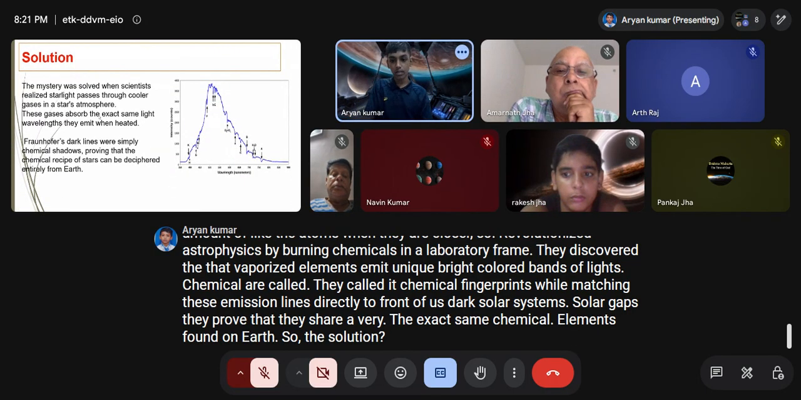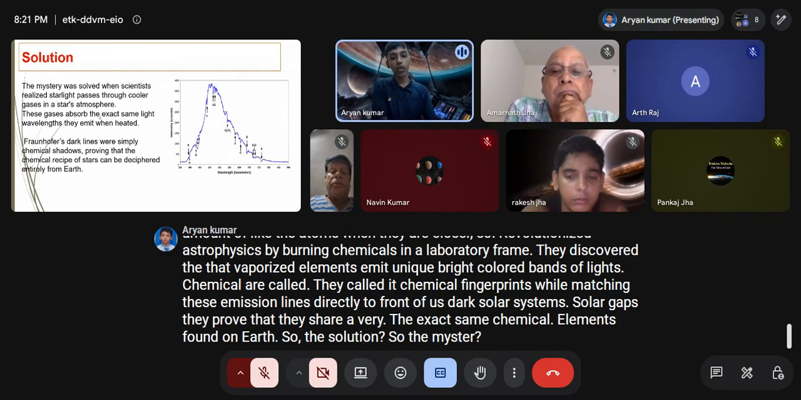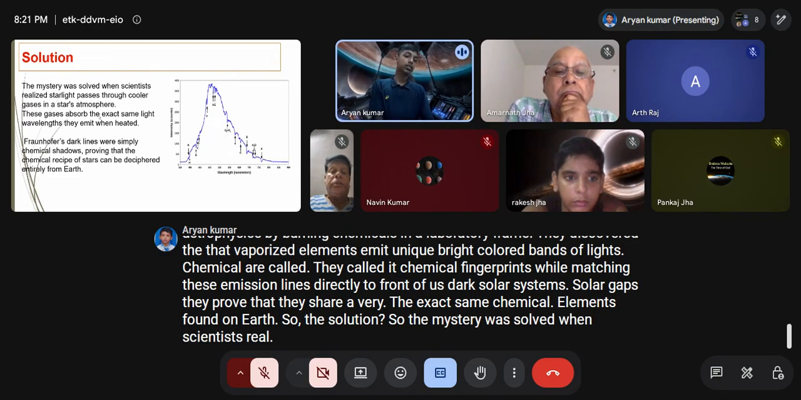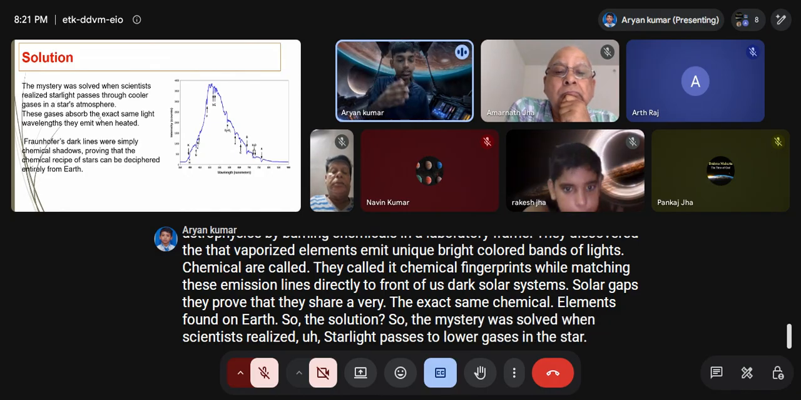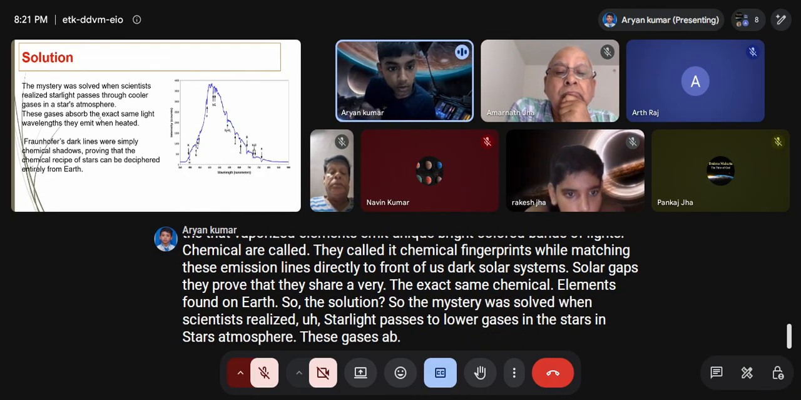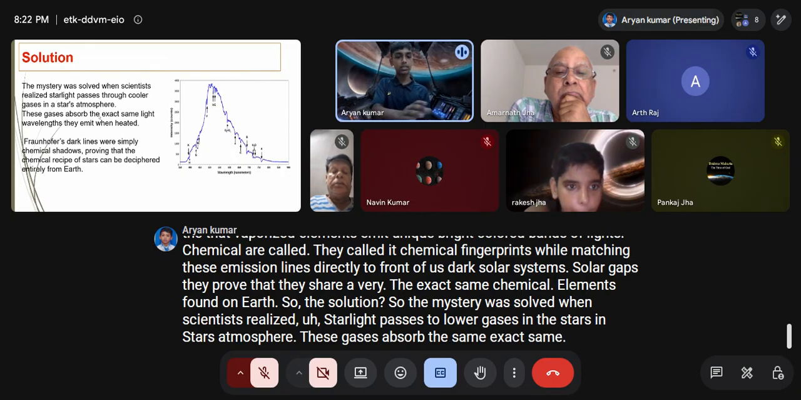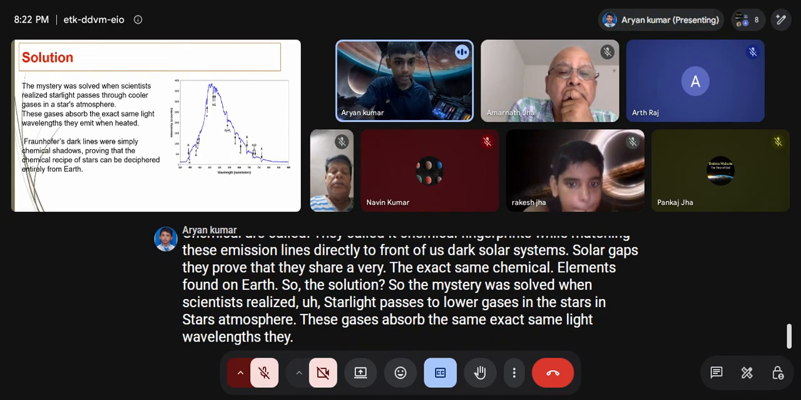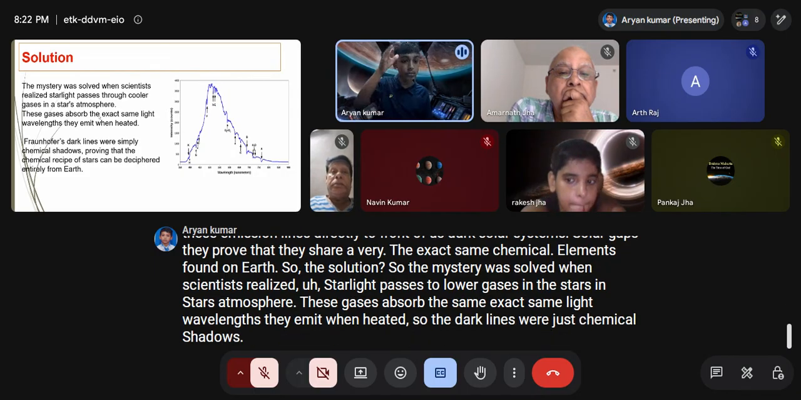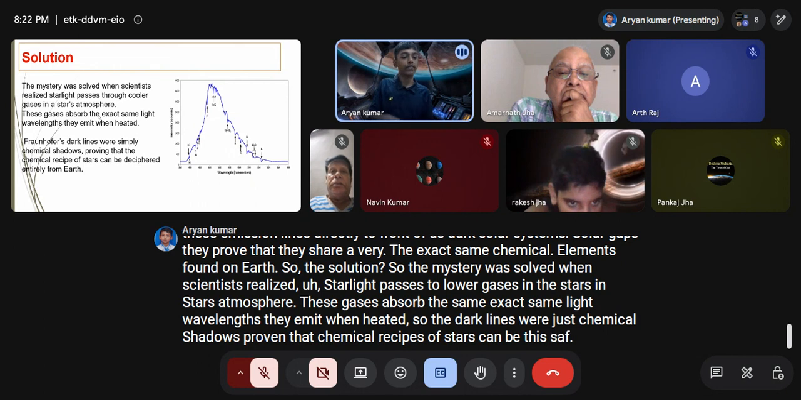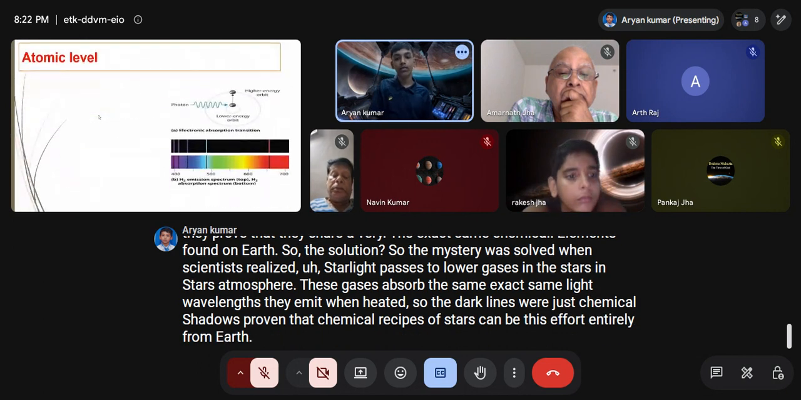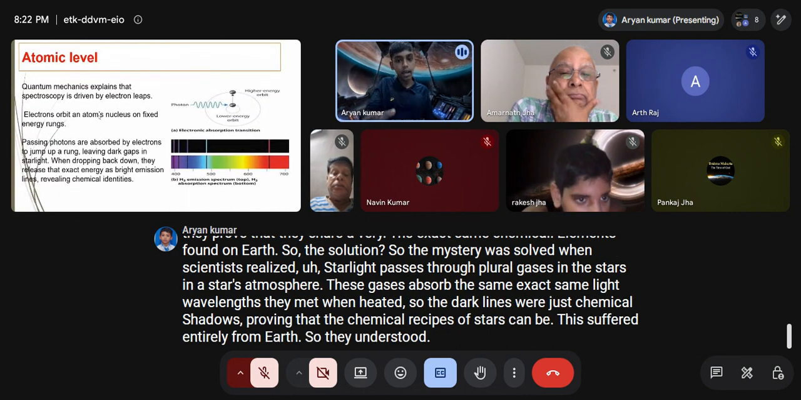So the solution. The mystery was solved when scientists realized starlight passes through cooler gases in a star's atmosphere. These gases absorb the same light wavelengths they emit when heated. So the dark lines were just chemical shadows, proving that the chemical recipes of stars can be deciphered entirely from Earth.